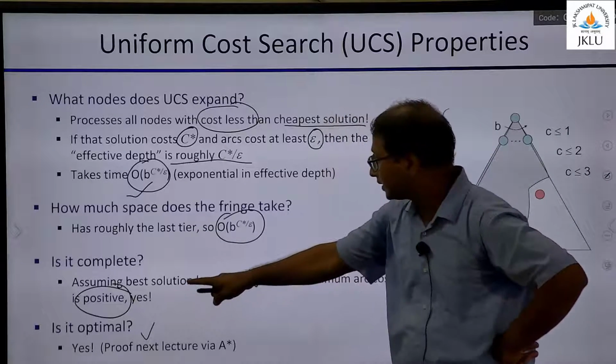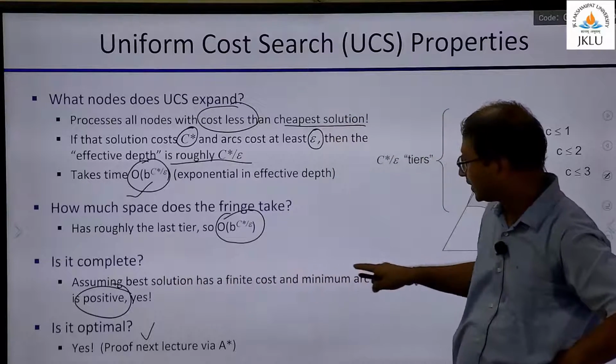So why is it saying assume the best solution has a finite cost and minimum arc cost is positive?